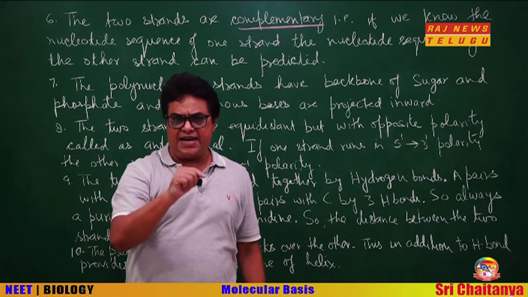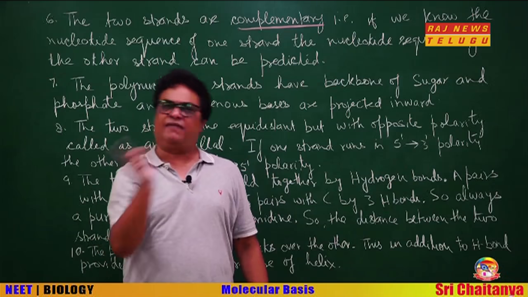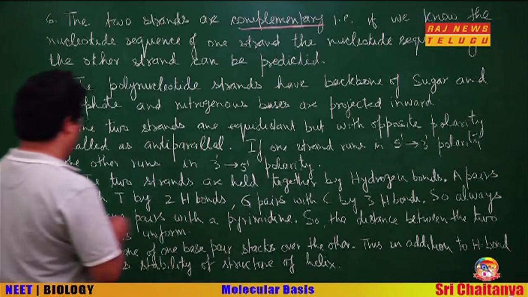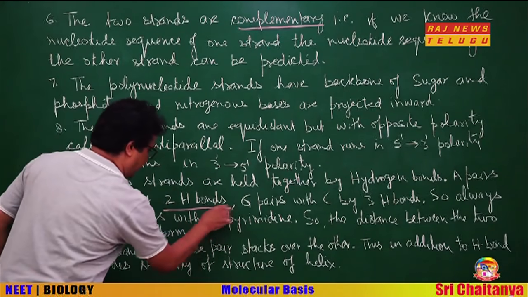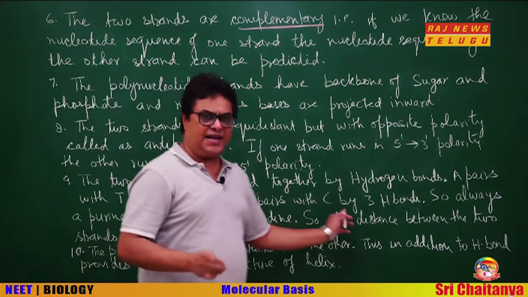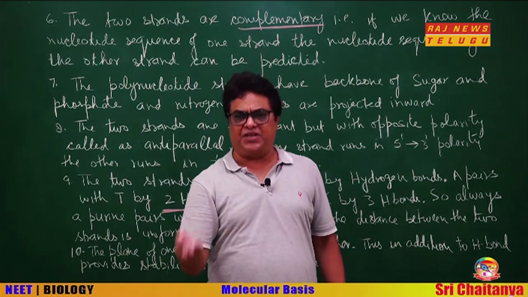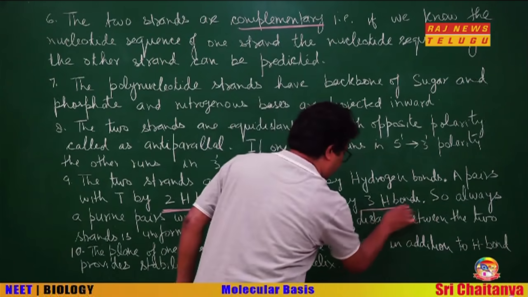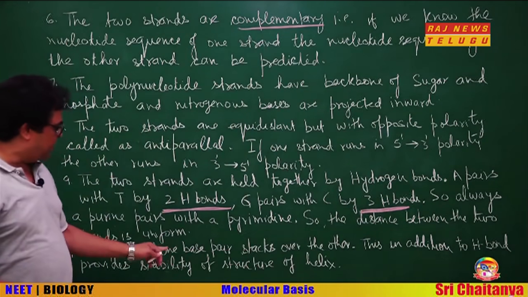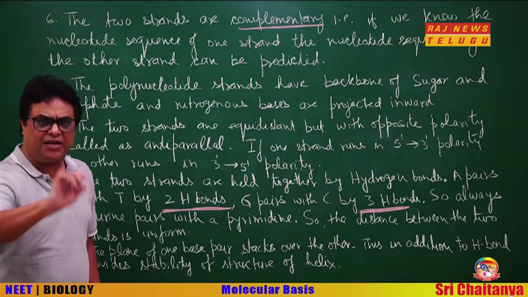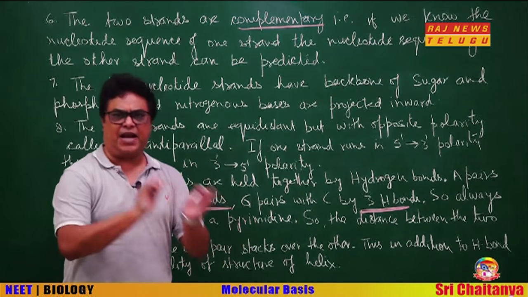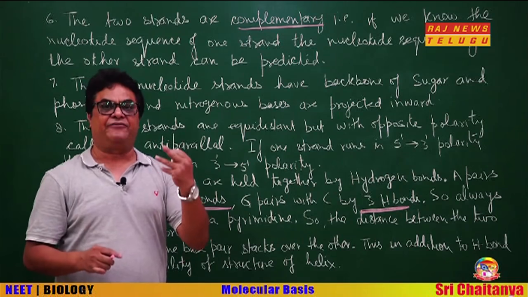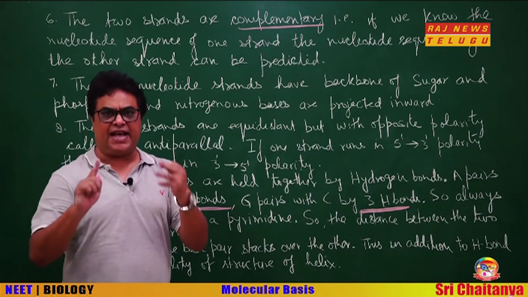Now, adenine always pairs with thymine or vice versa, with two H bonds, and guanine always pairs with cytosine or vice versa, with 3 H bonds. This ensures that a base pair is always between a purine and a pyrimidine. So, remember, purines have 2 rings and pyrimidines have 1 ring.